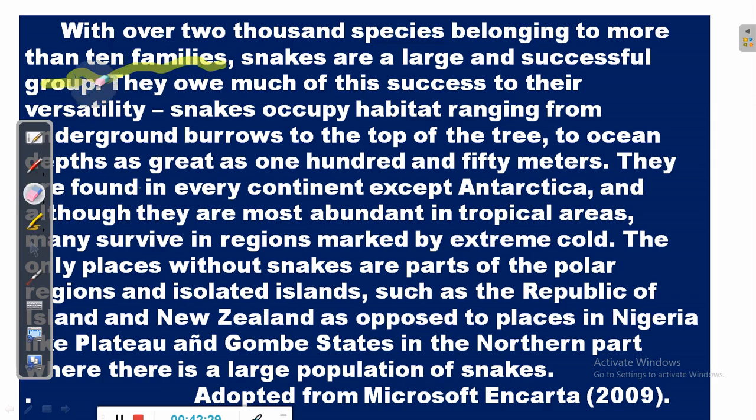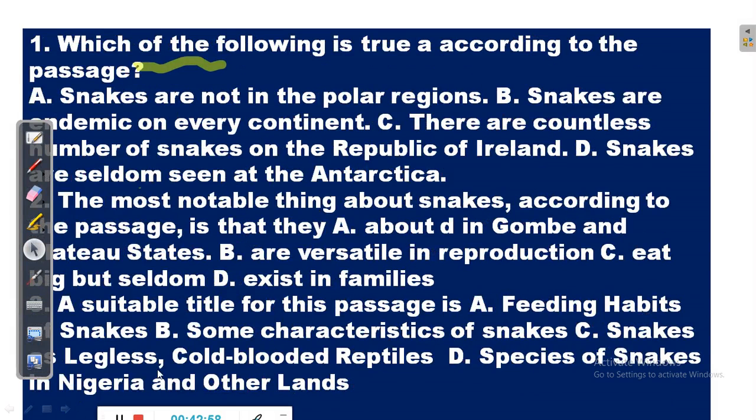That, of course, is what the writer has praised. It is part of what the writer has said is successful about them. They have a large family and they have 2,000 species and they belong to more than 10 families. There was nothing specific about their reproduction. All right. So with this, we can go back and ratify one of the options.